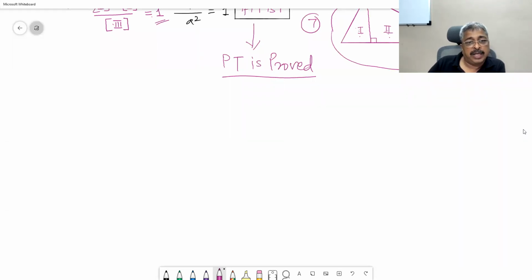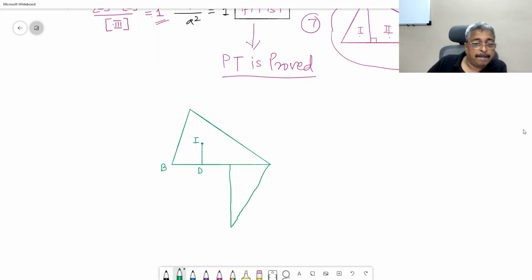Okay, let us do the similarity proof of Heron's formula. Now you should draw the figure along with me because you won't get time afterwards. This is your I. B, this is D, this is your I1. C, this is D1, and this is IC.